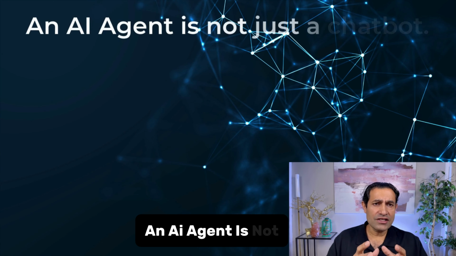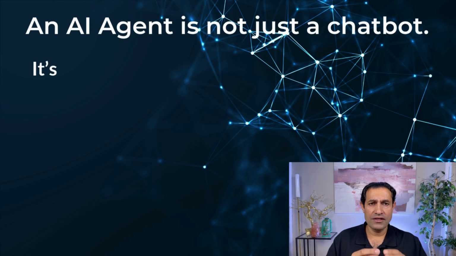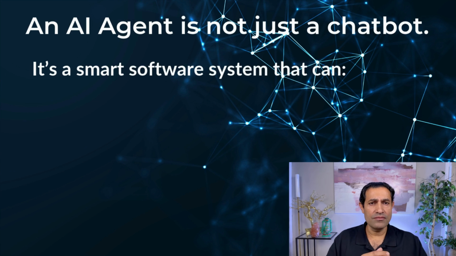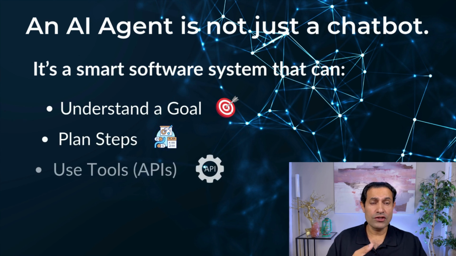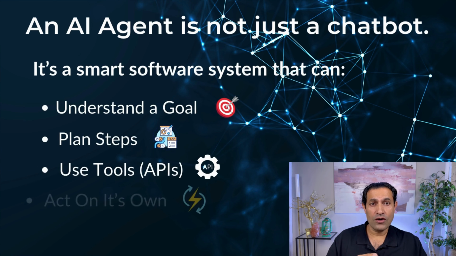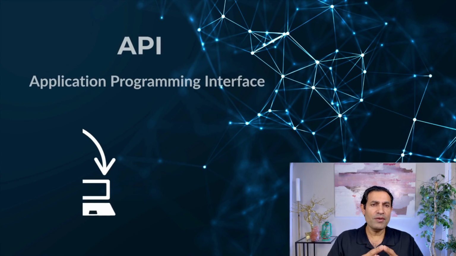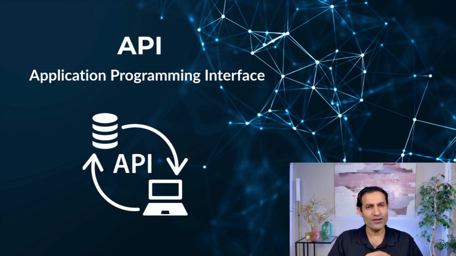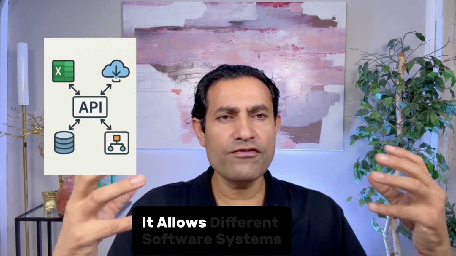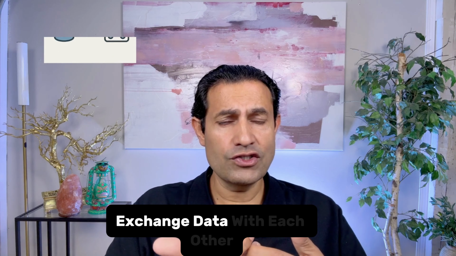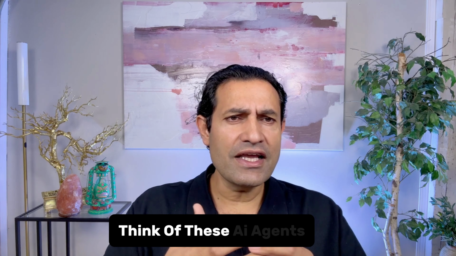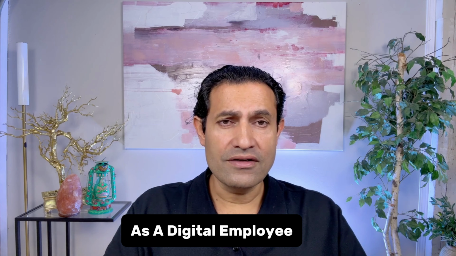An AI agent is not just a chatbot. It is a smart software system that can understand a goal, plan steps, use digital tools like APIs, and act on its own. API stands for Application Programming Interface. It allows different software systems to communicate and exchange data with each other. Think of these AI agents as a digital employee. It takes instructions, reasons, and gets the job done.